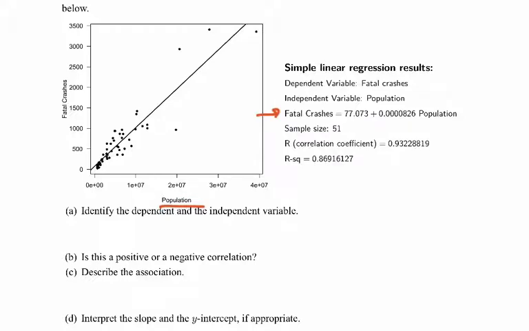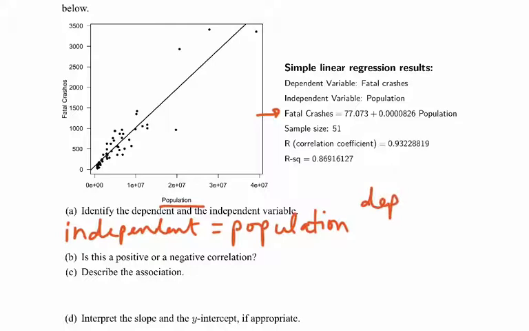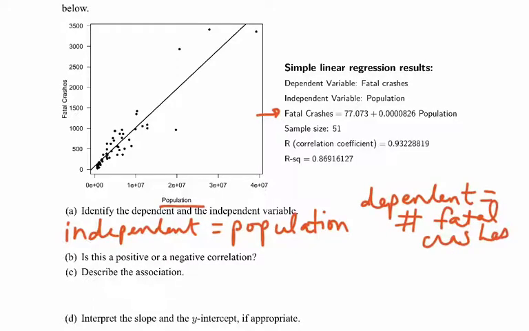So identify the dependent and the independent. All right, so they gave that to us, but let's say it anyway. So the independent variable is the population, and the dependent variable in this case is the number of fatal crashes. Is this a positive or a negative correlation? So what do you think? As we read from left to right, the graph tends to go up. So this is a positive correlation. How would we describe it?